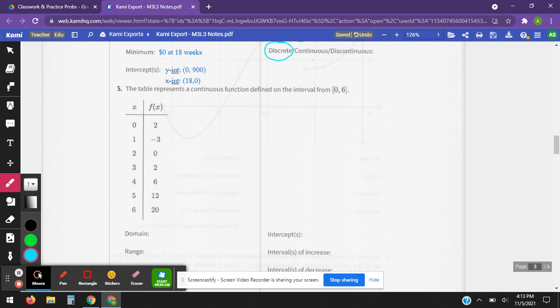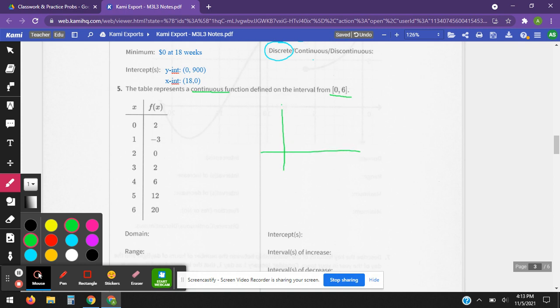We have 5. So now we have a table that represents a continuous function defined from 0 to 6. So what I'm going to do over here is just kind of do a rough little graph of what's going on here. Looks like I'm mostly positive. 0, 4, 5. That's 6. And then we go from -3, so down here, up to 20. So we're just going to kind of do some lines up here. All right, so a first point on here.